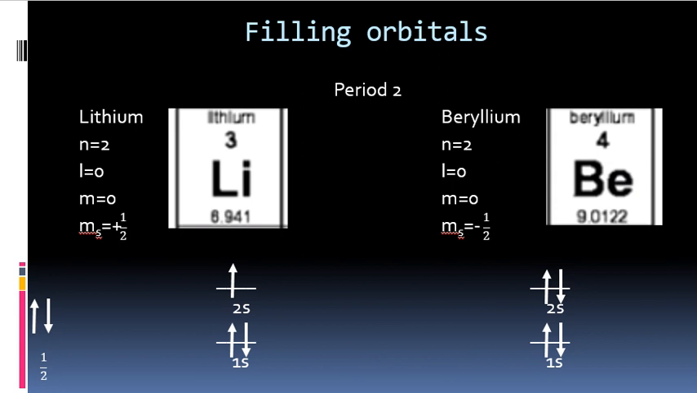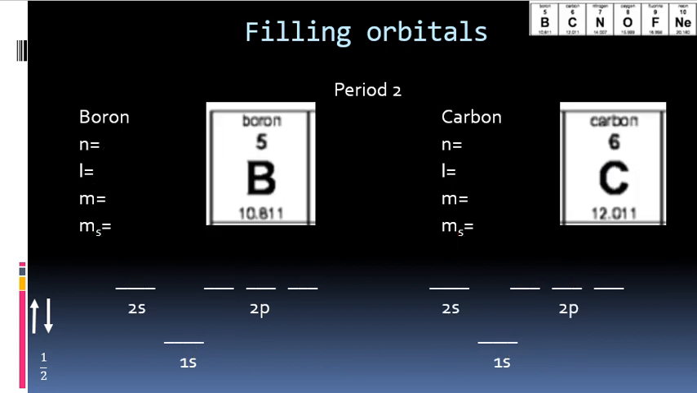set of quantum numbers. Now, further down the second period, we're actually going to enter the p block elements. These could be boron, carbon, nitrogen, oxygen, fluorine, and neon. And for boron, we have a total of 5 electrons. So, 5 electrons. The first 2 can be used to fill the 1s orbital, and then the next 2 can be used to fill the 2s orbital.